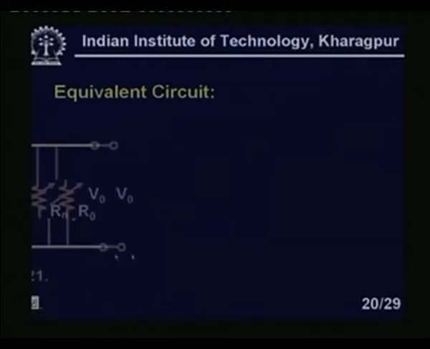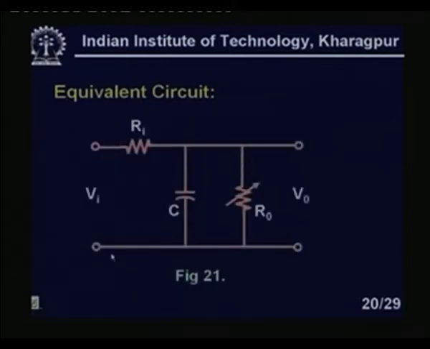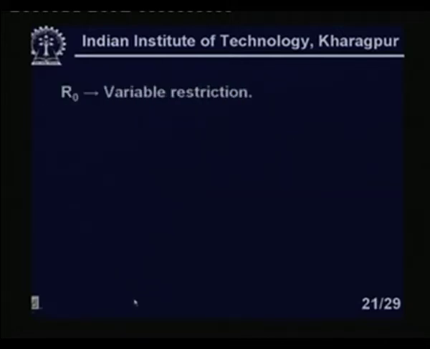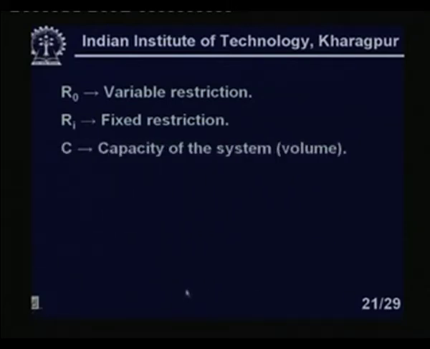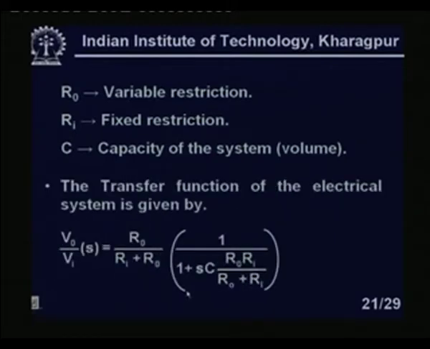So, if you draw the equivalent circuit, it is Ri in series with the parallel combination of CO and RO, which is variable. This is the input, this is the output. RO is the variable restriction, Ri is the fixed restriction, C is the capacity of the system or volume, and the transfer function of the electrical system is given by VO by VI equals RO upon Ri plus RO multiplied by 1 upon 1 plus SC RO Ri upon RO plus Ri, right.